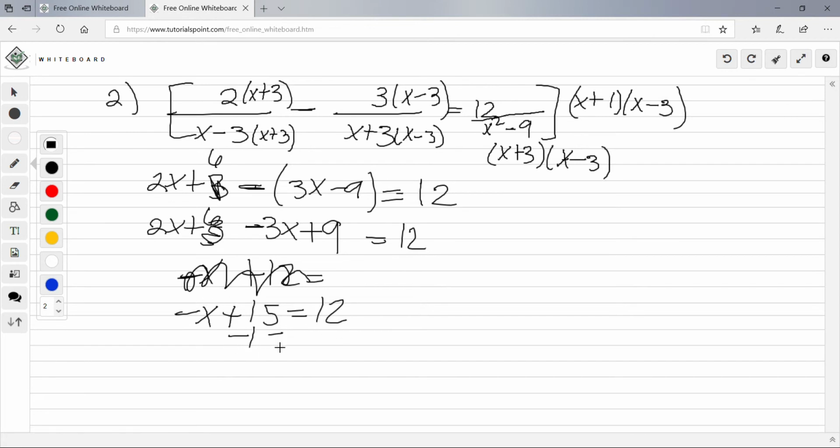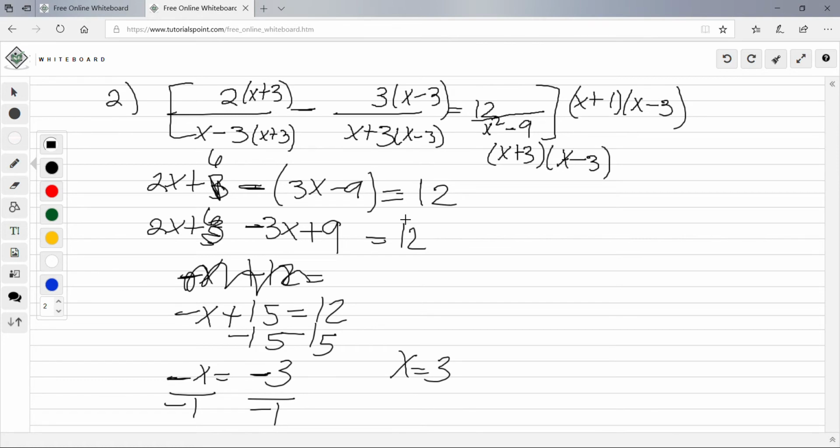So subtract 15, negative x equals negative 3. Let's divide everything by negative 1. So x equals 3. Let's see, we've got to check it to make sure it's true, because sometimes it might not work.